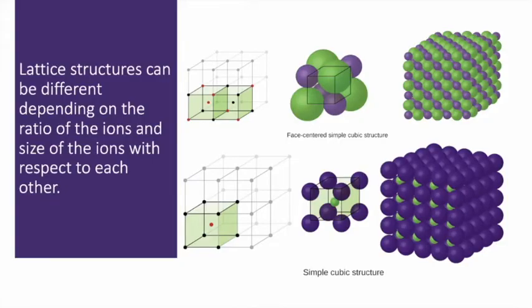Lattice structures will be different depending on the ratio of one ion to another ion in the compound. The relative sizes of the ions involved will also affect the structure. Compare these two pictures. You can see that the ions in these compounds have different relative sizes, and the structures are also different. Even though you have this lattice arrangement where one ion is surrounded by other ions with opposite charges, these compounds are neutral. The charges are always balanced.